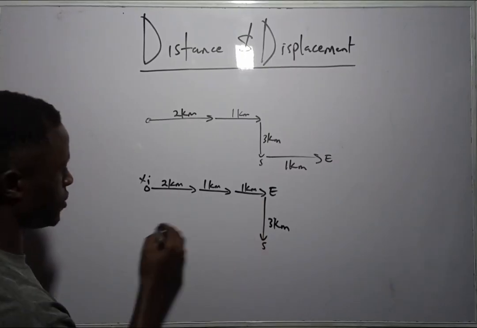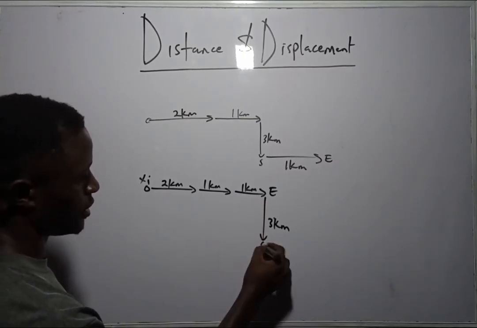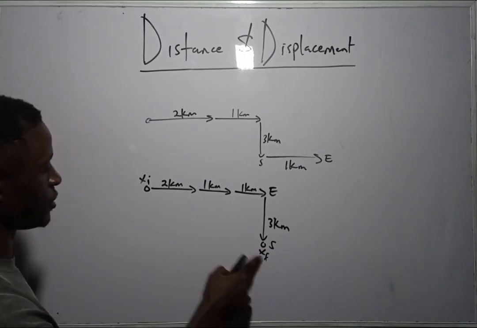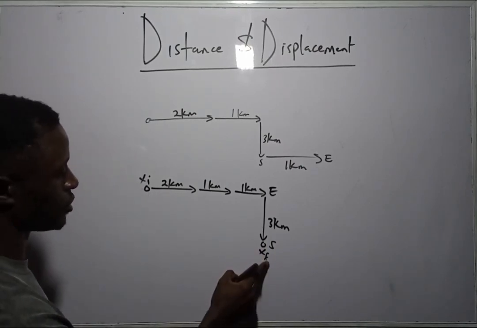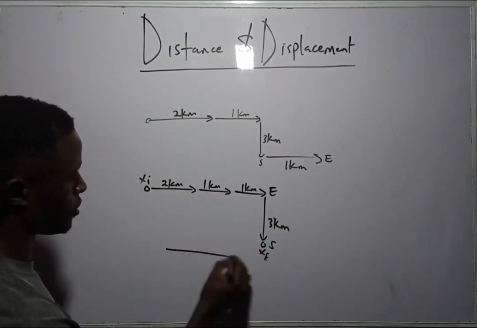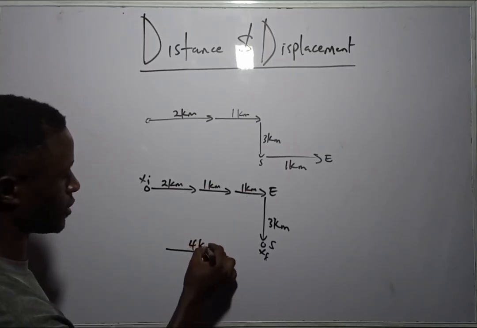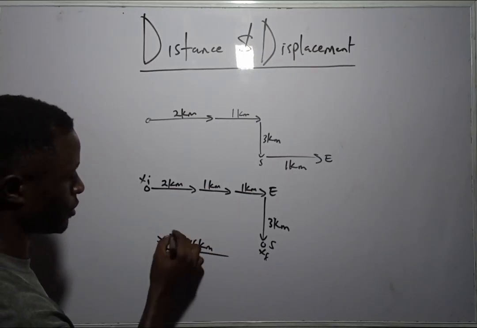So if I add all this together, this is the south. This is the final position. This is the initial position. This is the final position. If I add all this together, it's going to give me 2 plus 1 plus 1. That is 4 kilometers. Remember, this is my initial position.